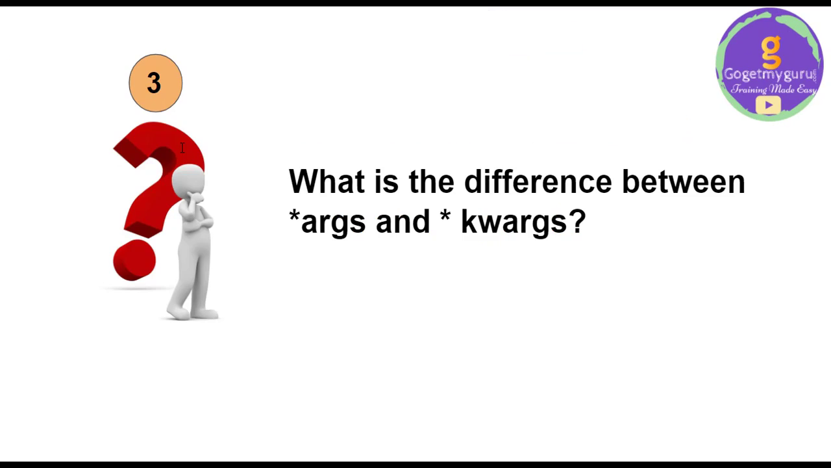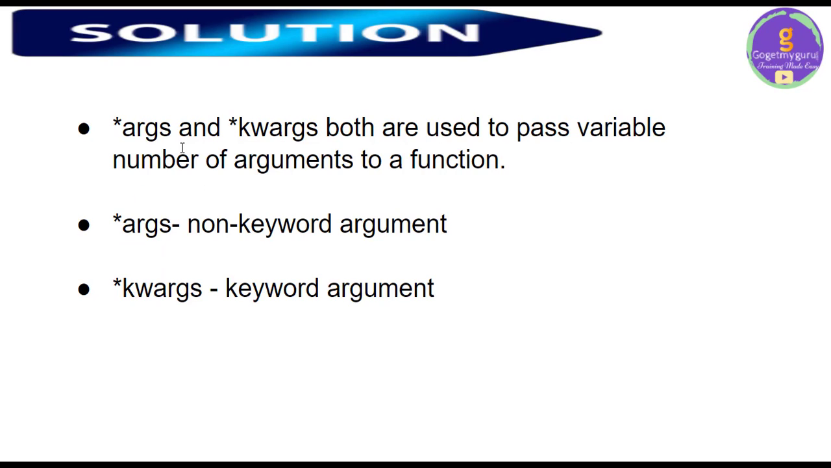Let's move on to the next question. What is the difference between args and kwargs in Python? args stands for arguments and kwargs is for keyword arguments. Both args and kwargs are used to pass a variable number of arguments to a function. That means whenever we don't have a fixed number of arguments, we can make use of args and kwargs. args stands for non-keyword arguments and kwargs stands for keyword arguments. I hope all of you know how to implement these in functions.